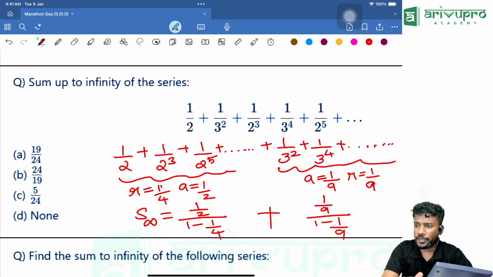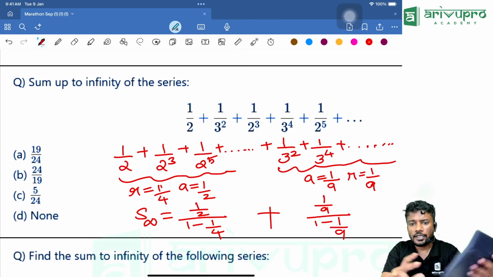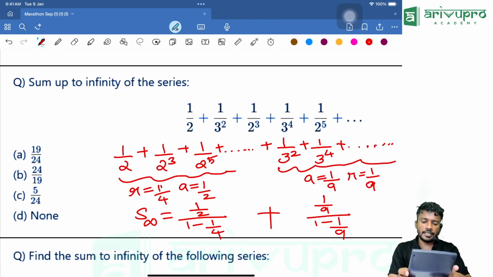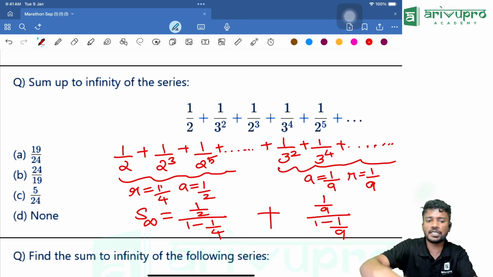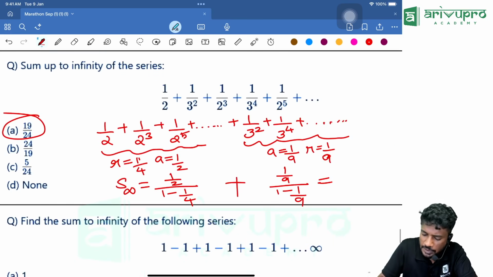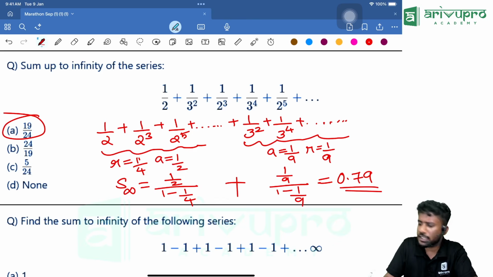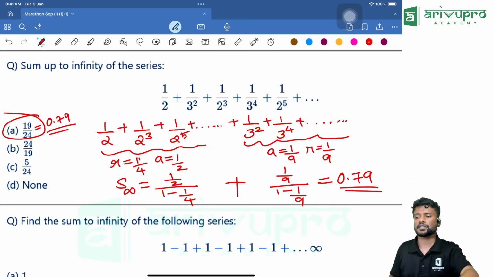Entire answer is 0.789. Yes. Which option is giving you that answer? 19 divided by 24 is how much now? 0.79166. So option A is your answer. So how much did you get this as? This is equal to 0.79 something, you are getting, right? Yes. So option is how much now? 0.79 you are getting. Option A is your answer.